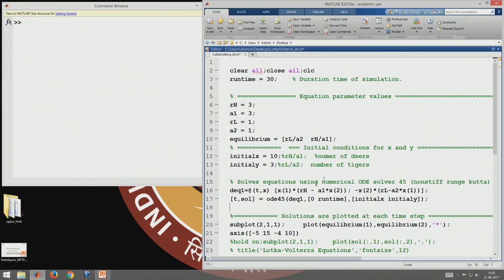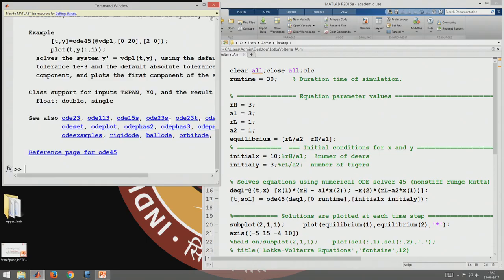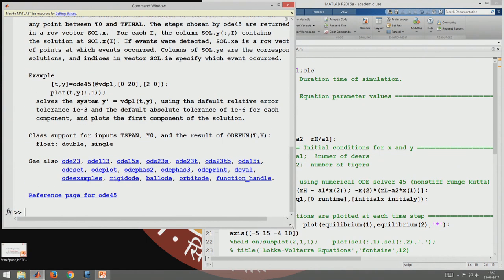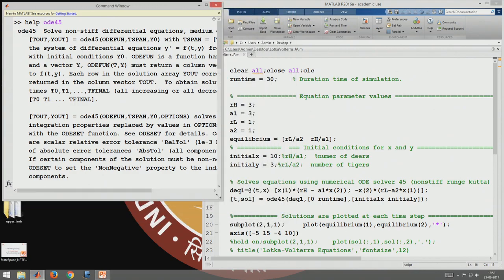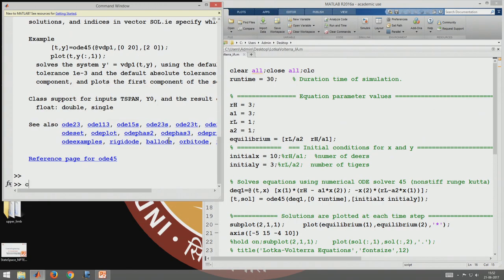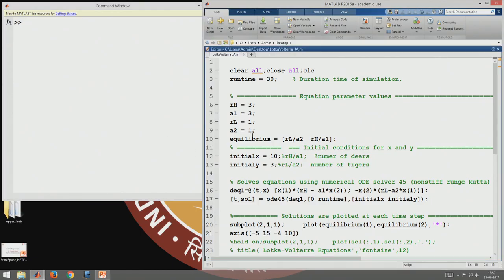For those of you for whom it is not clear what is this ODE 45, what is this DEQ1, the best thing to do is to just type help ODE 45 in MATLAB, and it gives an excellent introduction to what you need to do, and it in fact gives a very specific example as well. Okay. So, either in this, or you can go to Google and check any of the examples for ODE 45. Okay. Let us see how the simulations look like.